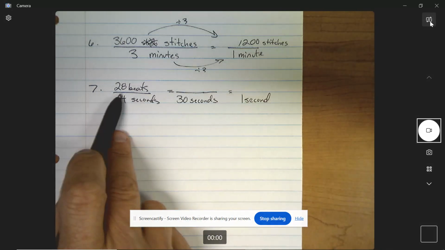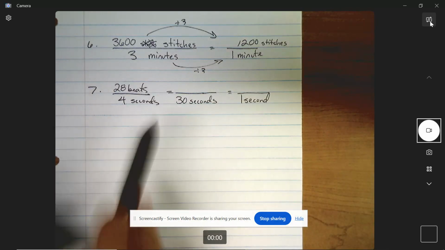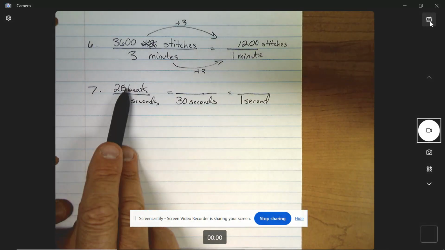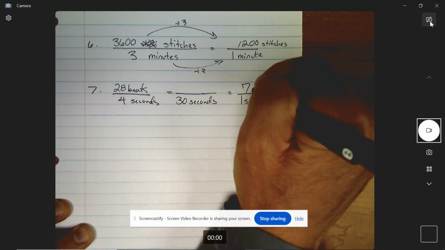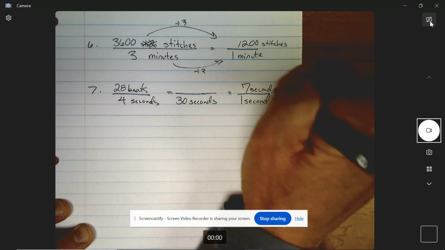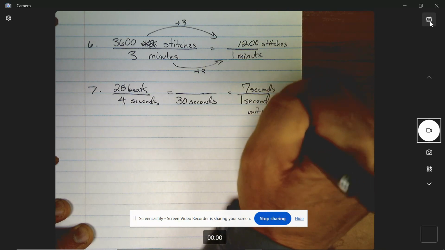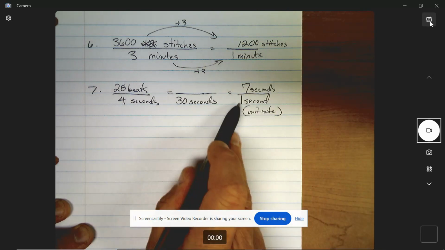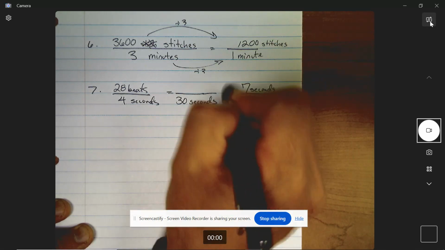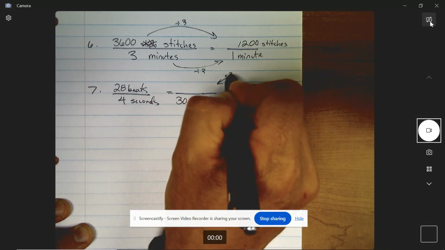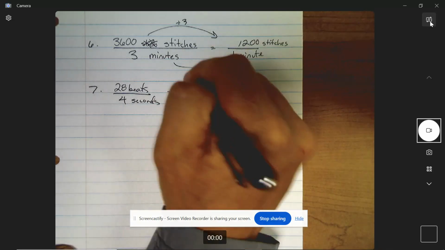So I feel like we need to turn that into a unit rate somehow. So how many beats would be in 1 second? Divided by 4, 28 divided by 4 is what? 7. So this is our unit rate. But we're going to have to multiply that by 30, times 30. And that's going to give us 210.